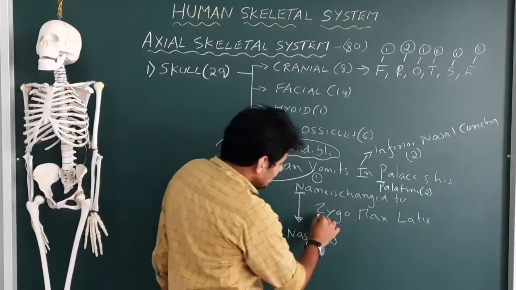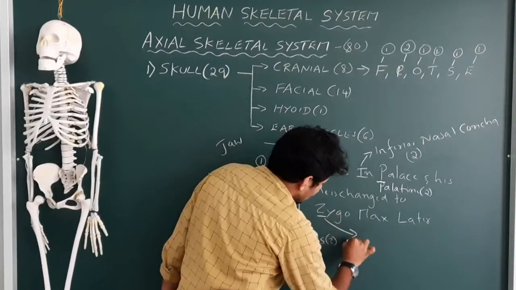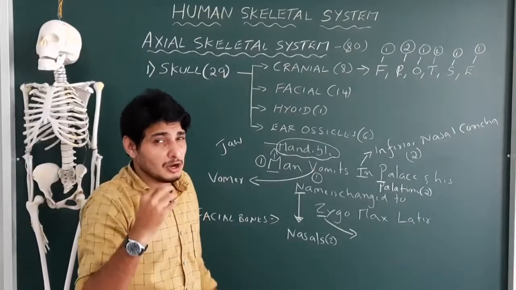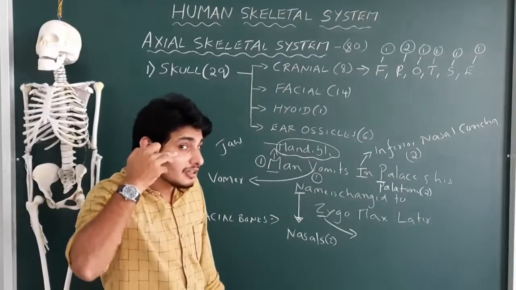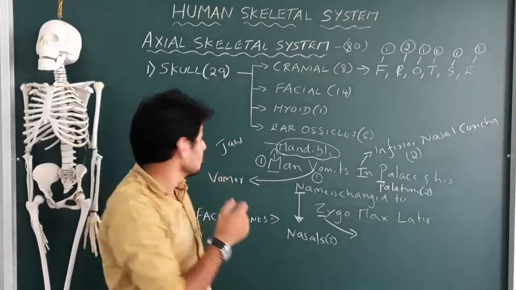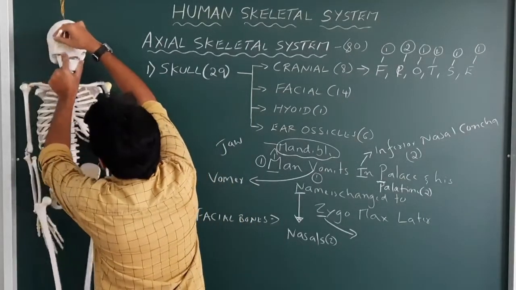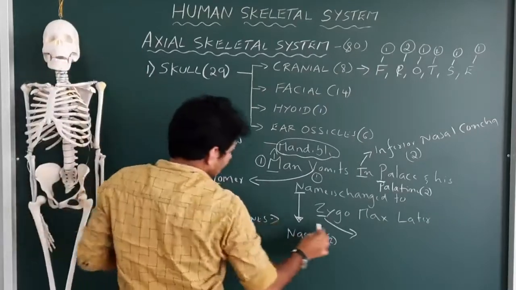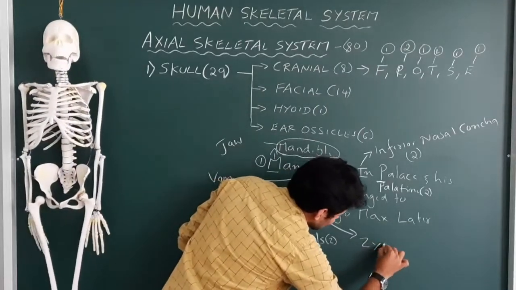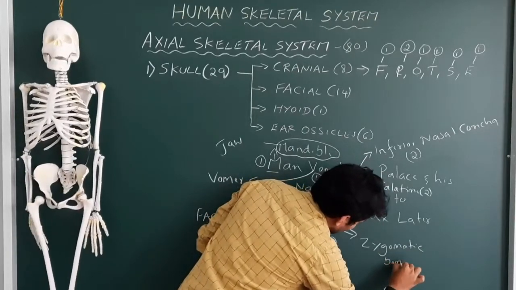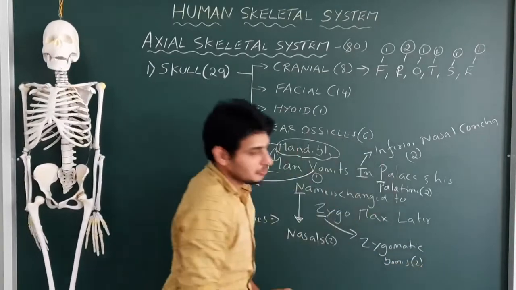Next is Z. What is this? It is also called the beauty bones, which give a proper shape to the face. This one. So we have a pair of zygomatic bones. This one here and here. Got it? So that starts with Z. Let me write zygomatic bones. How many are there? A pair of zygomatic bones are there.